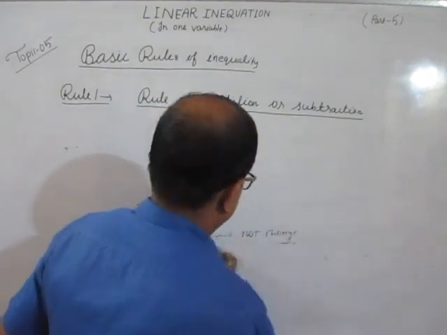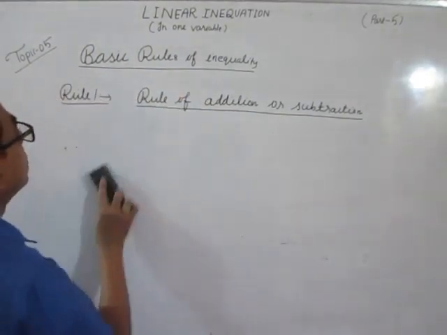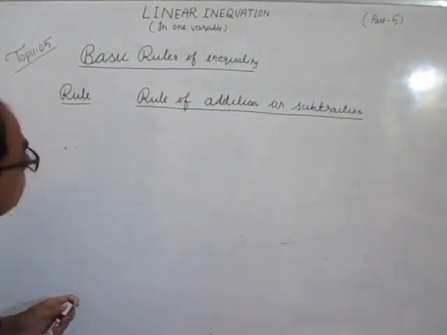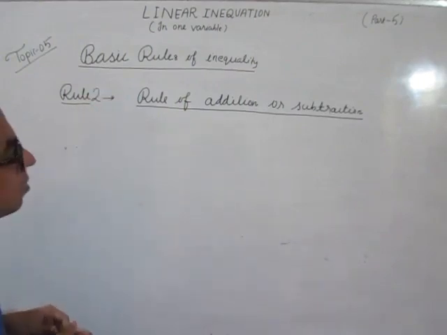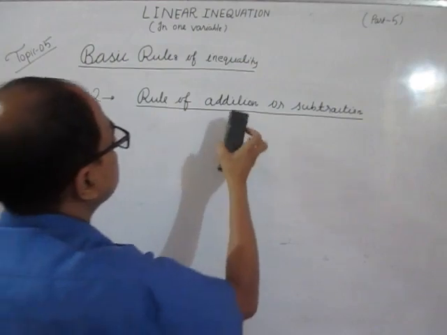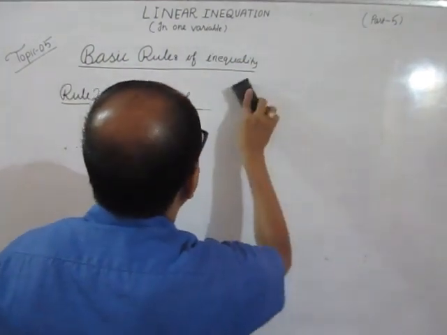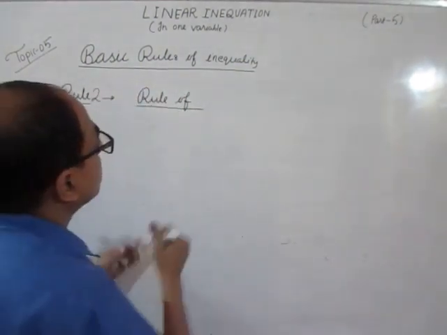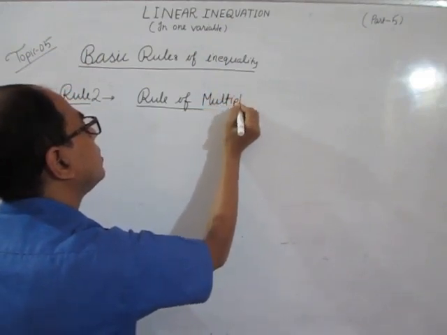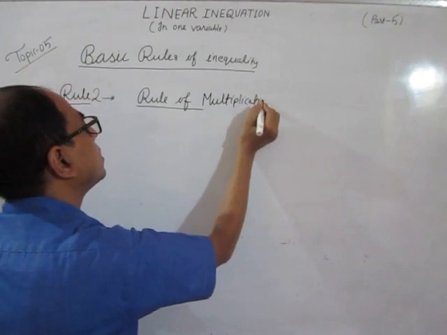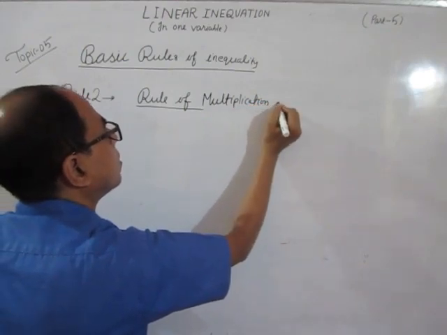Now, rule 2. The rule of multiplication, and you can call it the rule of multiplication or division.